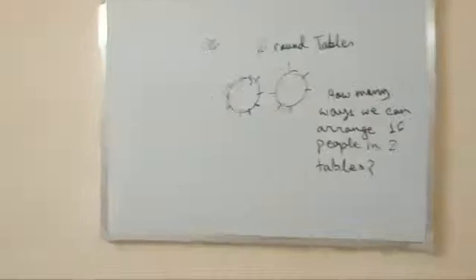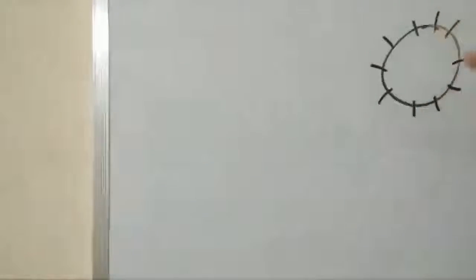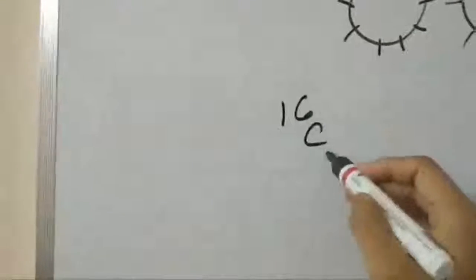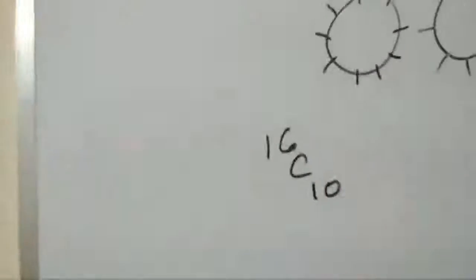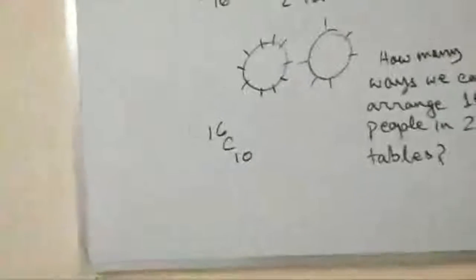No, Deepak. Unfortunately, your answer is not correct. Okay, let me do it for you. Understand this properly. You have written 16 choose 10. Yes, 16 choose 10 will be there. There is no doubt about it. 16 choose 10. Why? Because out of 16 people, you are choosing 10 people who can sit in one table.